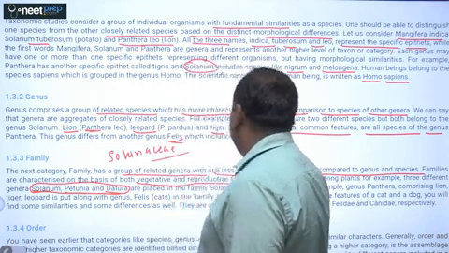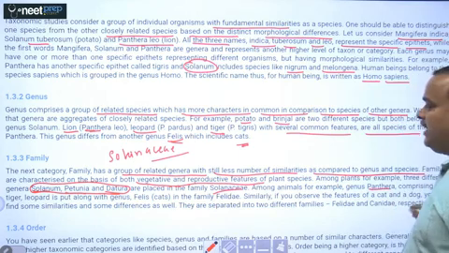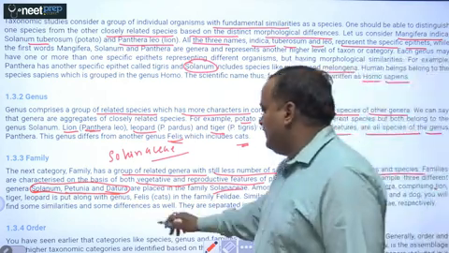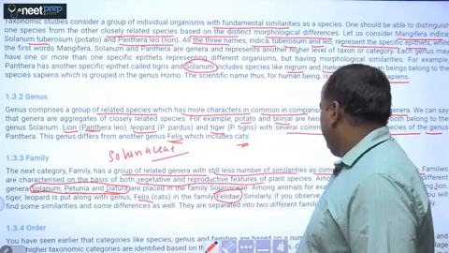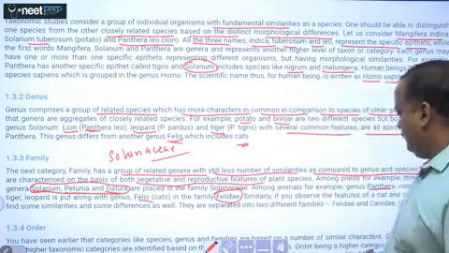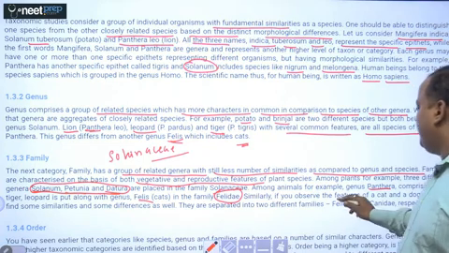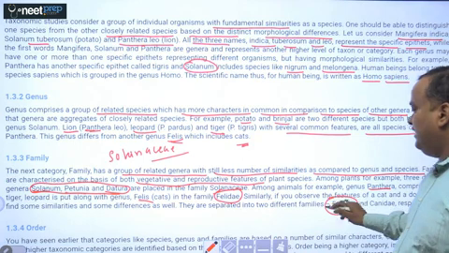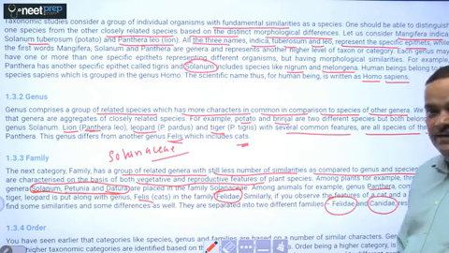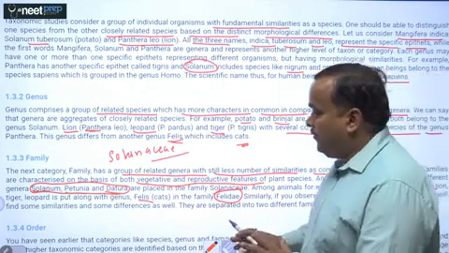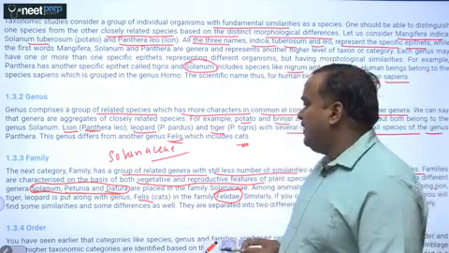Now, among animals, genus Panthera, comprising lion, tiger and leopard, along with genus Felis, belongs to the same family, that is Felidae. This family Felidae is different from the dog family, that is Canidae.